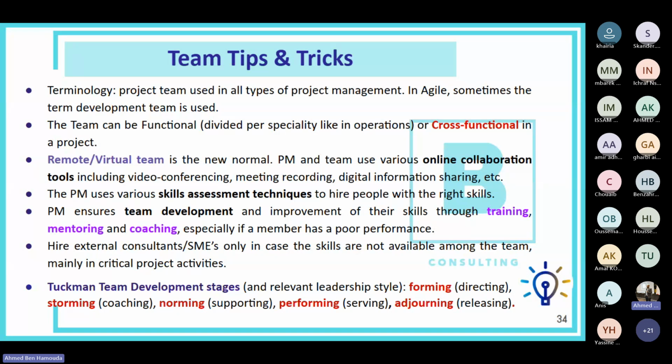All right, you only come to hiring somebody external, such as a subject matter expert, in case these required skills to teach the team are not available among your team members. Okay, so if no one in your team members has got those technical skills which the other team members need, maybe you might bring in an external consultant, especially if that's related to some critical activities.